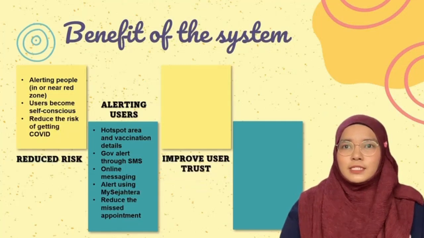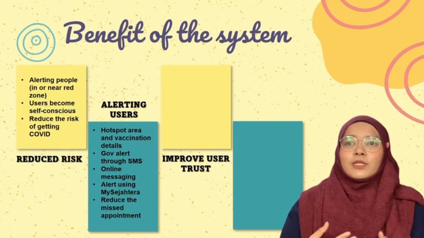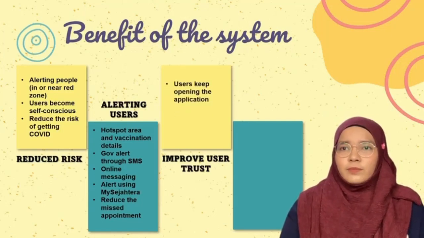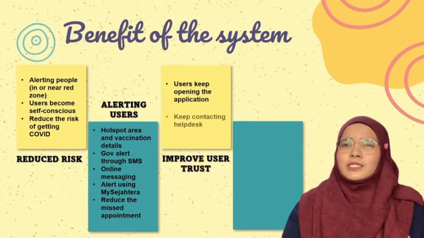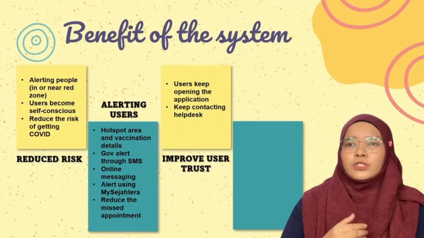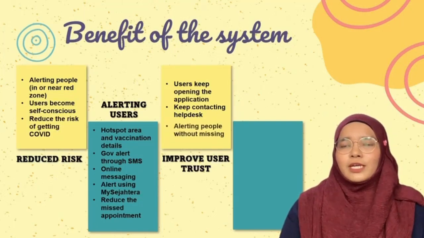Third, improve user trust. With the current system, there are hardly any people that trust the application. People keep opening the application in fear they are missing their vaccination date. With the new system, it will help alert people without missing anyone, and it will improve their trust in the system, thus making them more assured and able to wait patiently for their turn.